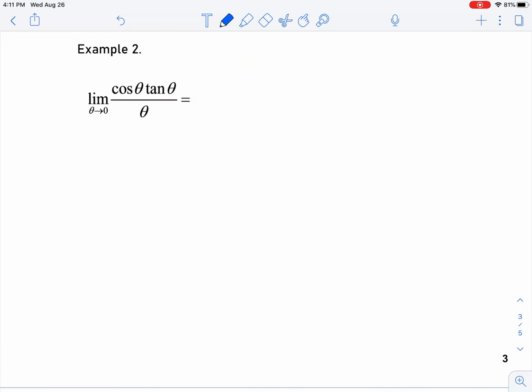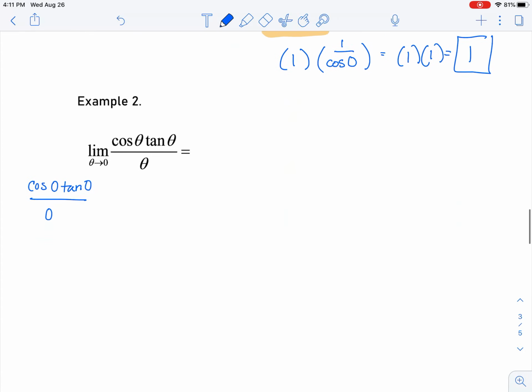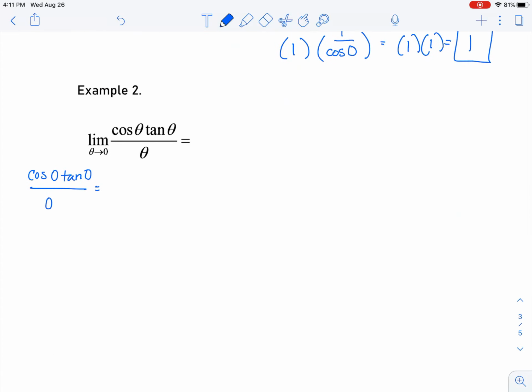All right, so first thing we're going to do is direct substitution. So that's cosine of 0, tangent of 0 over 0. So in the last problem, we found that the tangent of 0 was 0. So we get 0 over 0. So this is indeterminate form, and we have to do some rewriting in some way here.